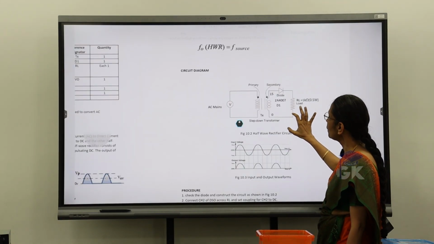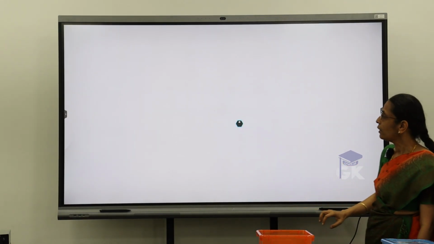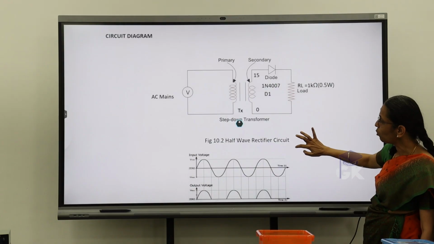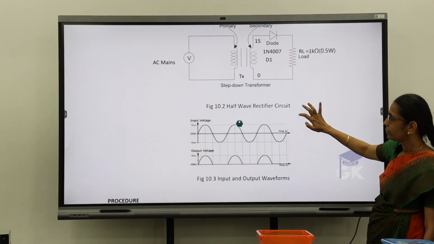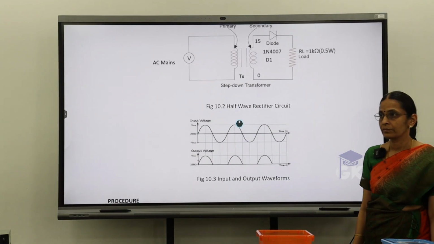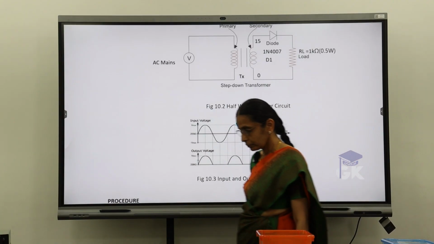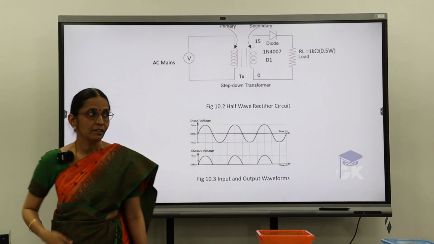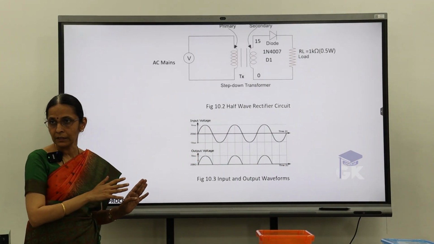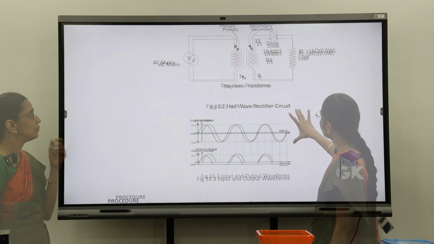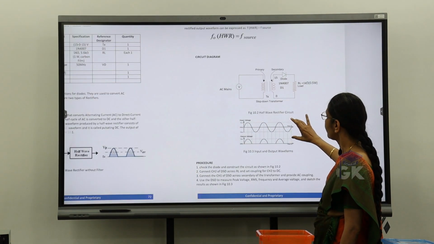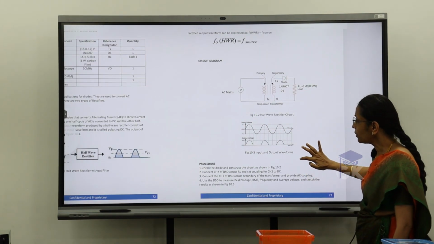So this is the circuit diagram. Please make a note. And these are the respective input and output waveforms. And the theory, how it works, we have already seen. So the procedure is given.